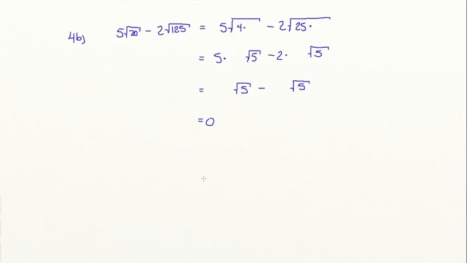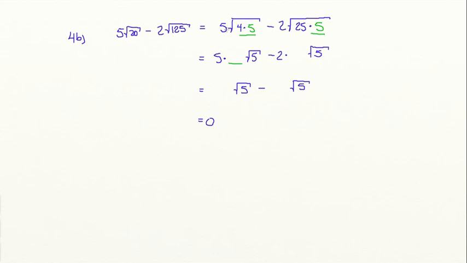4, complete each solution. These I always find challenging because you're trying to figure out how somebody else is thinking. So let's go through this one together. 5 root 20 minus 2 root 125 equals 5. So 4 times 5 equals 20. There's the 2. 25 times 5 equals 125.